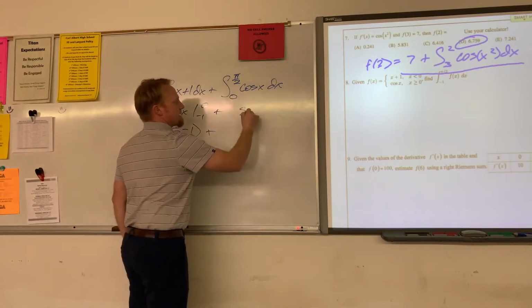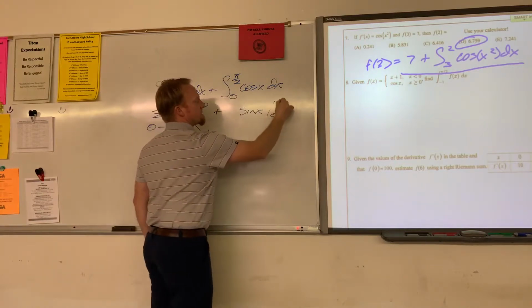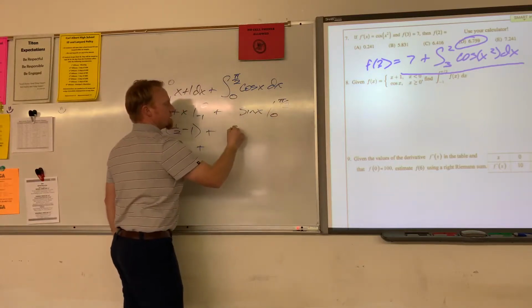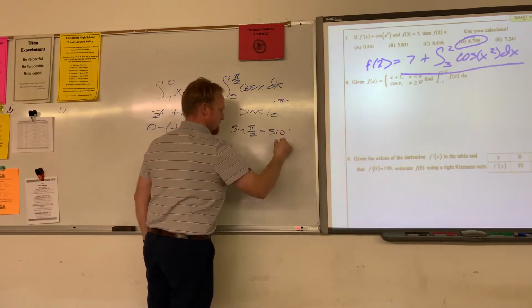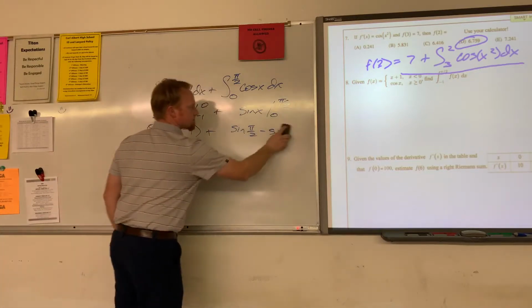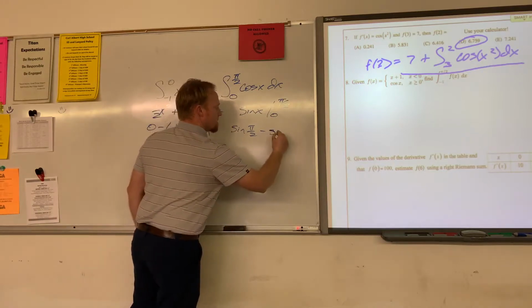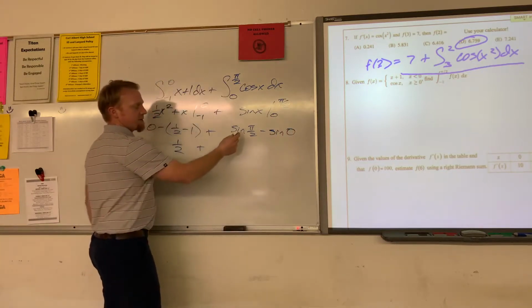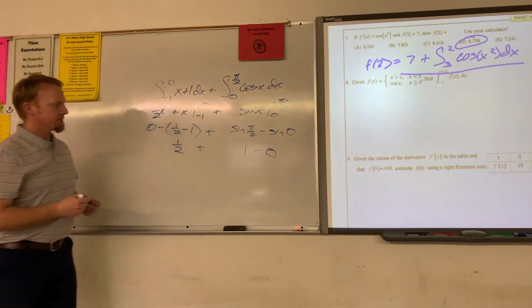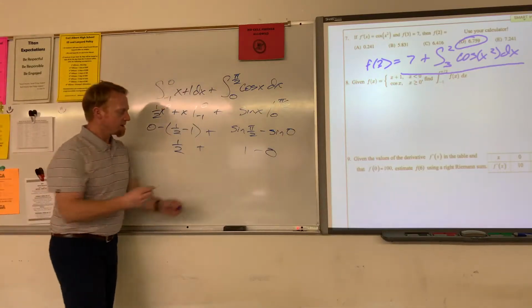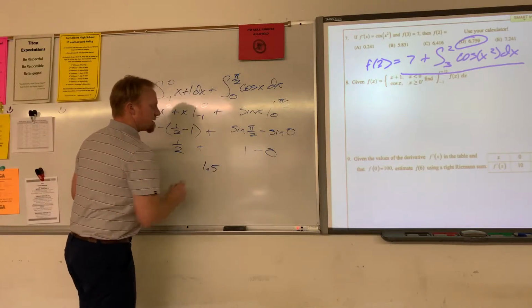Integrate cosine, I get sine from 0 to pi over 2. Plug in pi over 2, plug in 0. We should know both of these pretty easily. Sine of pi over 2 is 1, and sine of 0 is 0. Put these two together, and we get a value of 1.5.